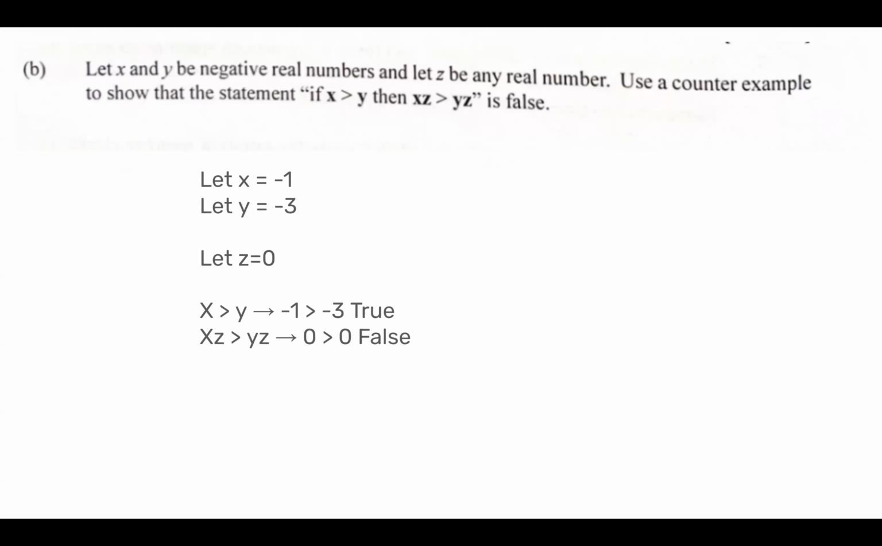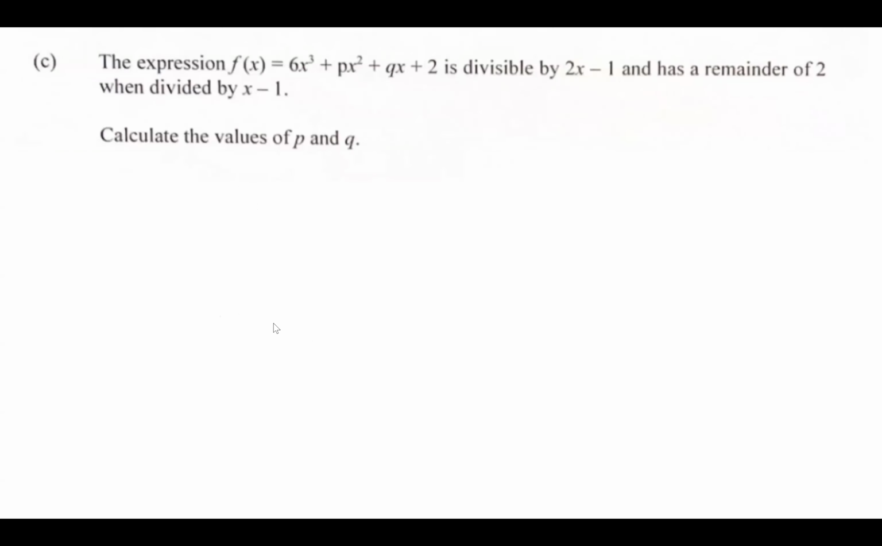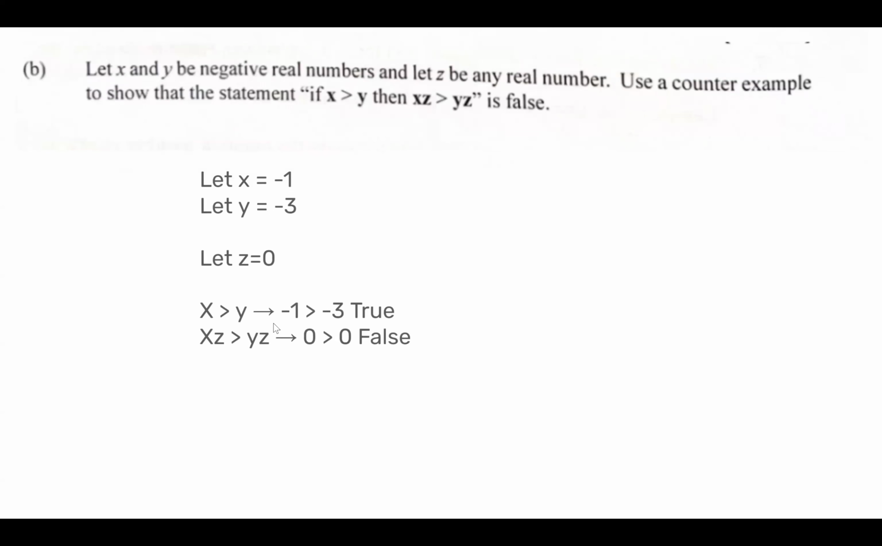The first part holds true, right? X is greater than Y, which is -1 is greater than -3. That part is true. Now Z can be any real number. In this case, we make Z be 0, and we notice that this is an issue because X times 0 is said to be greater than Y times 0, but 0 can't be greater than 0, so it's false. So that's an example that proves that this statement that they gave us is false.